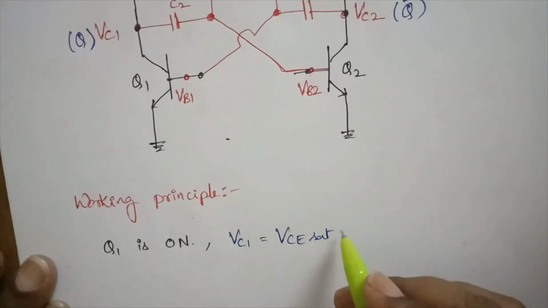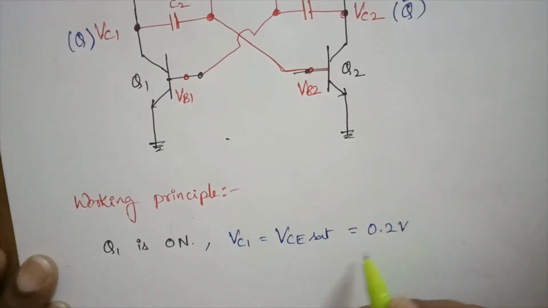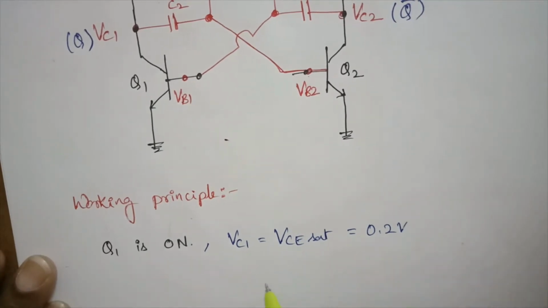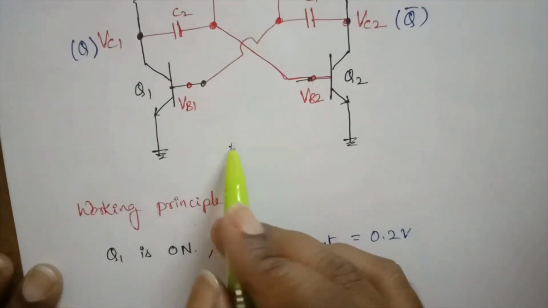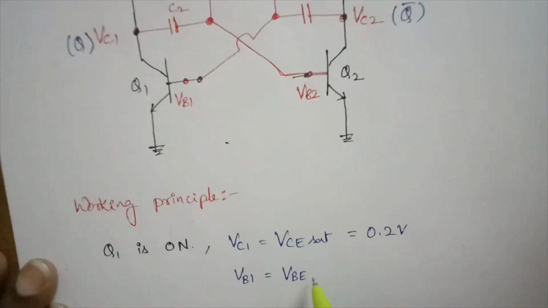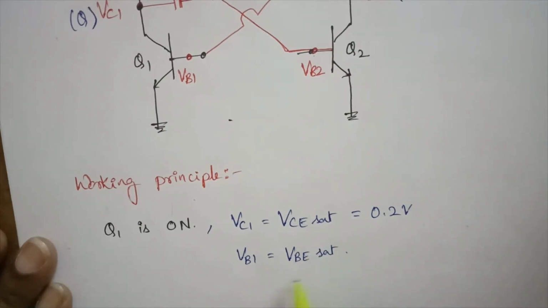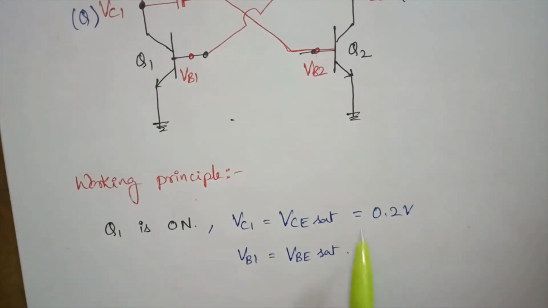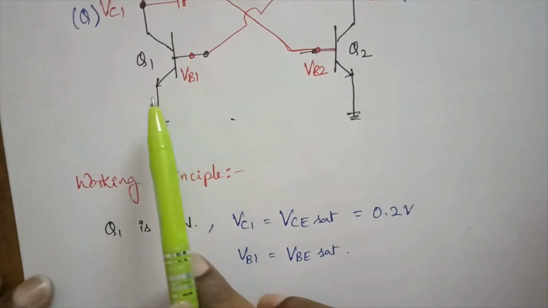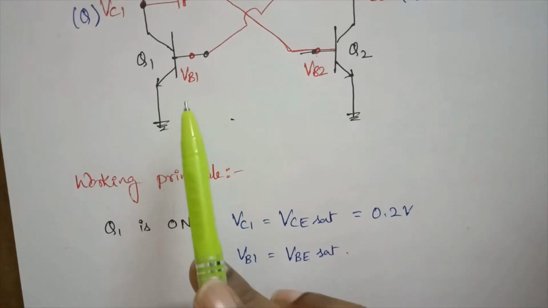So what is the VCE SAT value? For a silicon transistor it is 0.2 volts. It is not exactly constant, it is in between 0.1 to 0.3 volts. Then what about VB1? That is VBE SAT. So we are getting two values. VBE SAT is nothing but the cut-in voltage of this transistor. The cut-in voltage for a silicon transistor is nearly 0.6 or 0.7 volts.